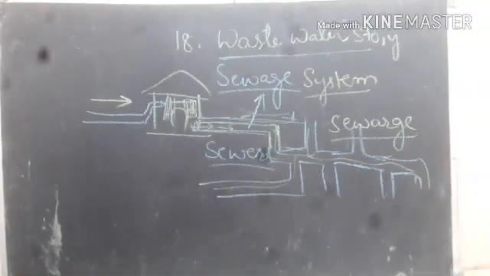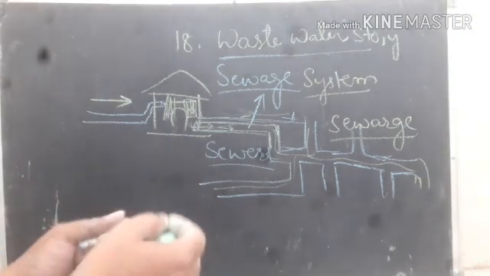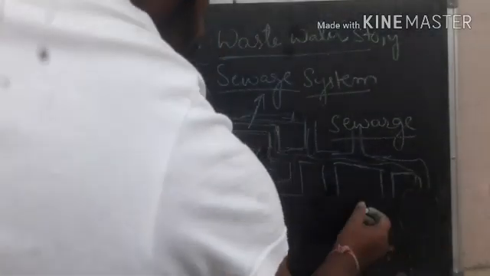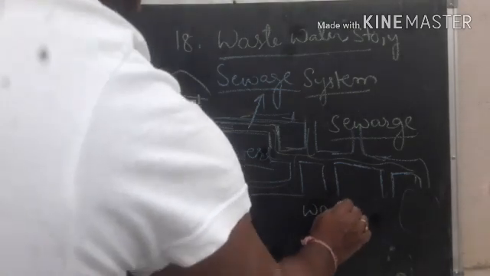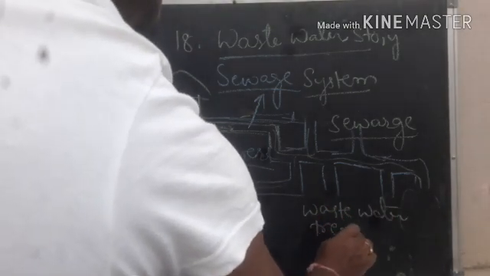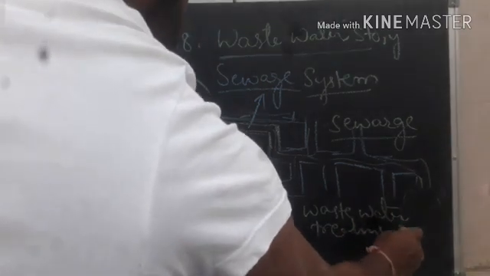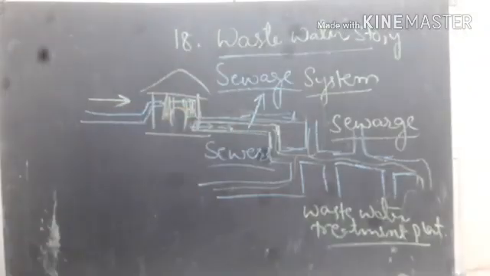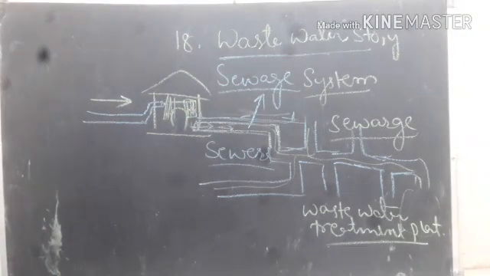So what is the final destination here? The sewage treatment plant or wastewater treatment plant. Where does it go? The wastewater treatment plant. So here is the wastewater treatment plant, to where the sewage water goes and stops.